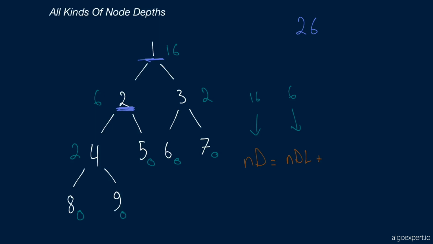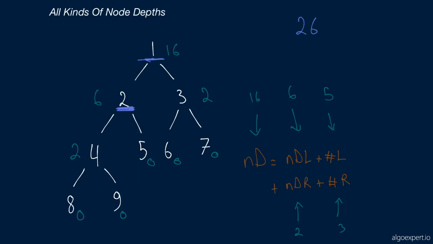So I'll write, maybe we'll put a hashtag for the number of nodes, number L. And this here is equal to 5 in our case, because we've got 1, 2, 3, 4, 5 nodes. And then plus NDR plus number of nodes in the right subtree. And NDR is going to be equal to 2. So this 2 right here. And the number of nodes in the right subtree is going to be 3, because here we've got 1, 2, 3 nodes.